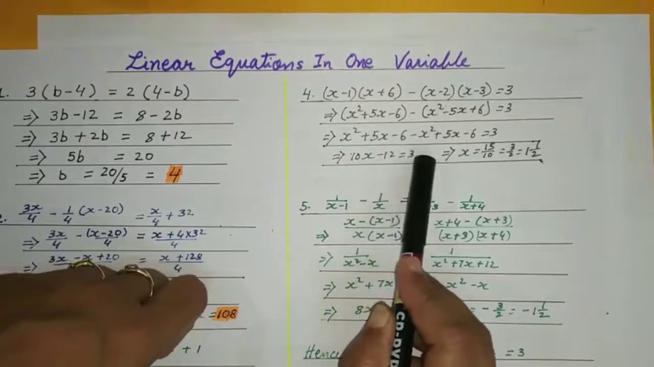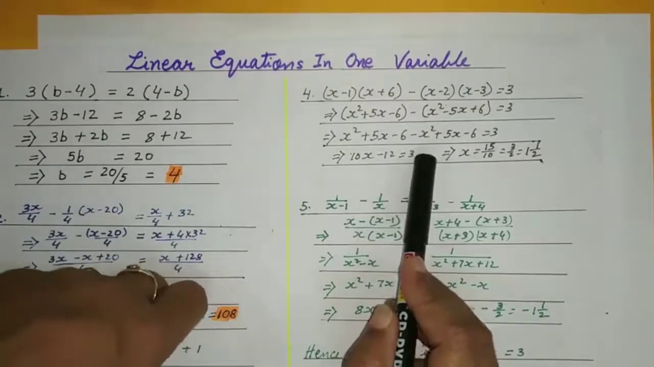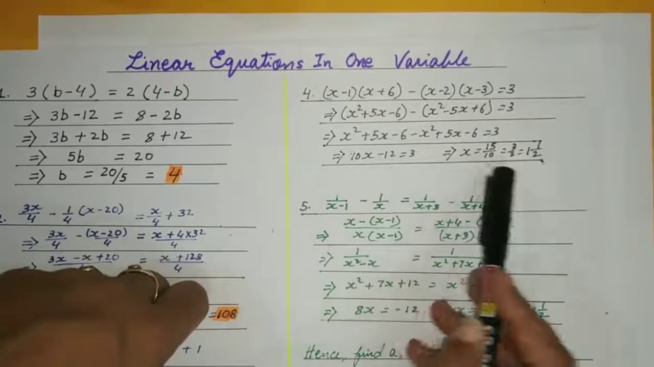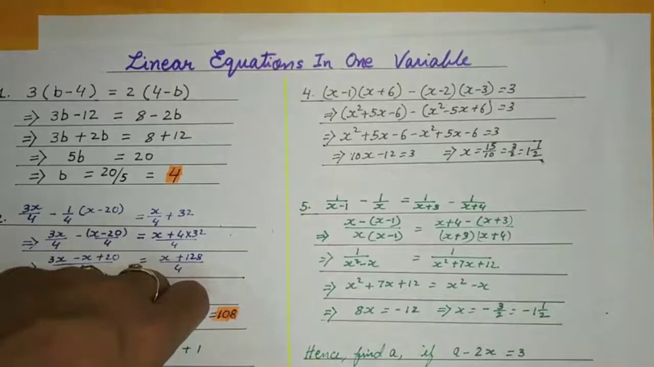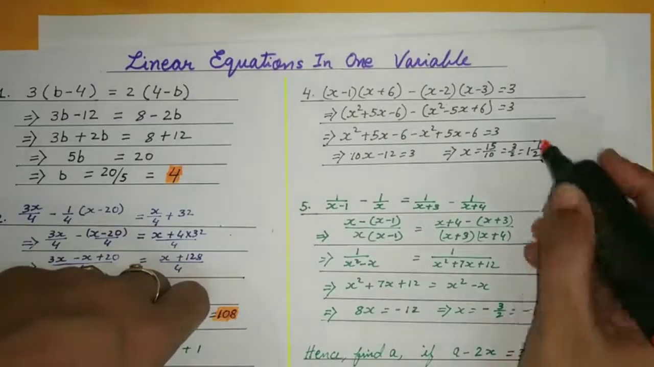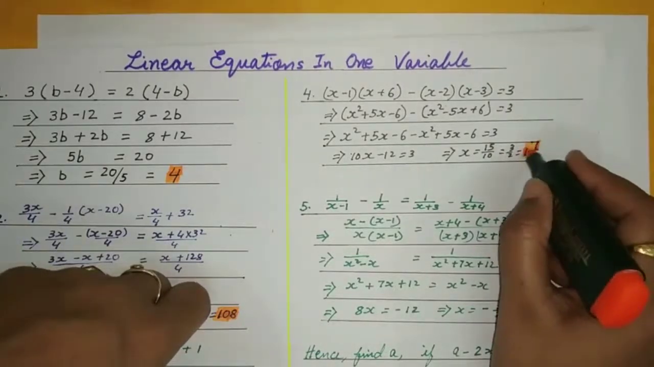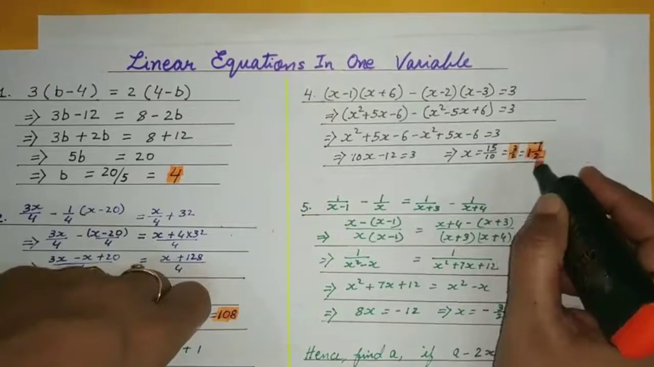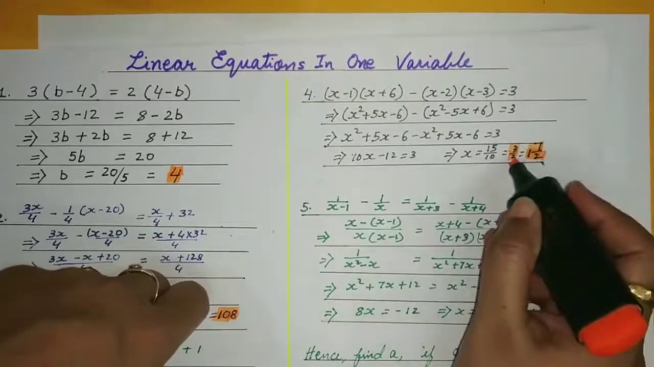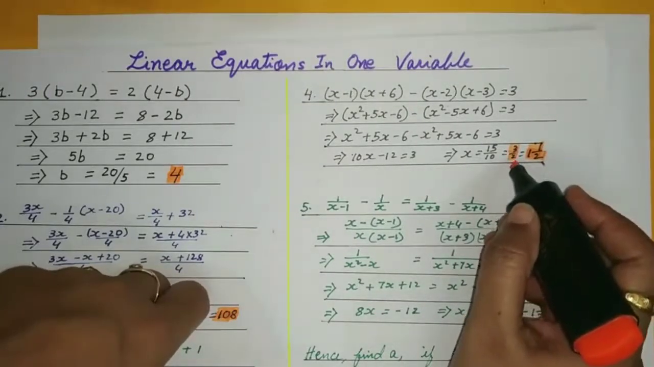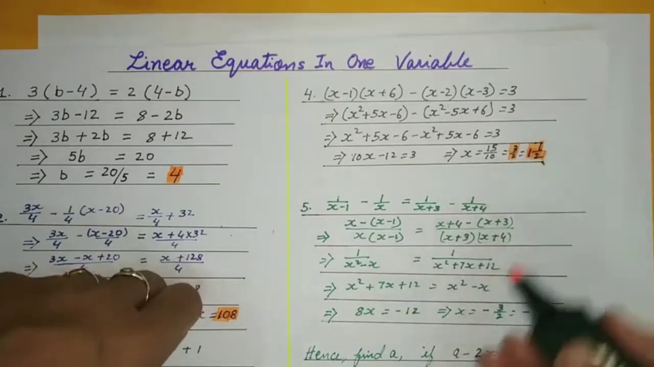Minus 12 comes this side, becomes plus 12. That is 15 by 10, which is 3 by 2, or 1 whole 1 by 2, which is the answer. Please do not stop at writing 3 by 2. Whenever it's an improper fraction, you have to give it in the mixed form.